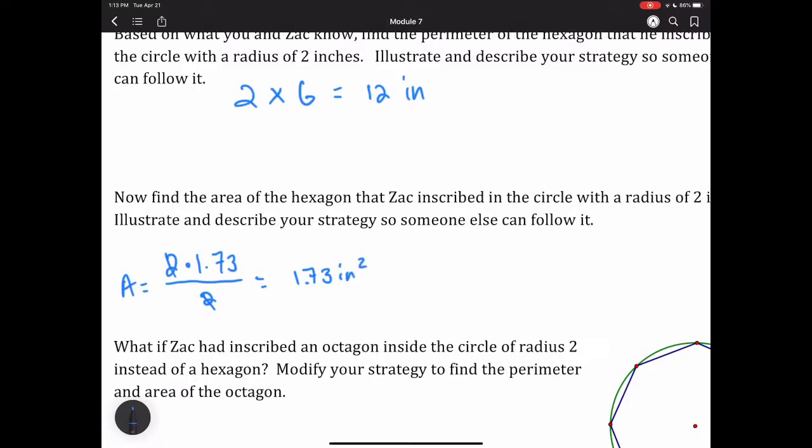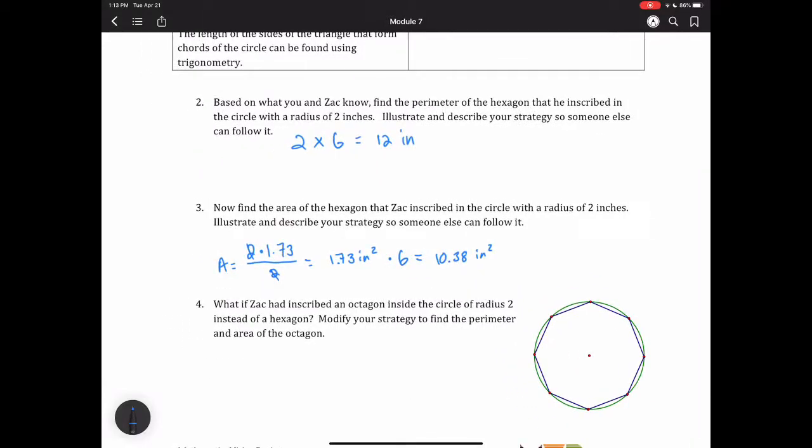Okay? So that's kind of fascinating, but that's the area of only one triangle. So in order to find the area of the entire hexagon, we need to multiply it by 6. So when we do that, we actually get 10.38 inches squared. Okay, so that is the area of our entire hexagon. Now go ahead again, describe the strategy so someone else could follow it.